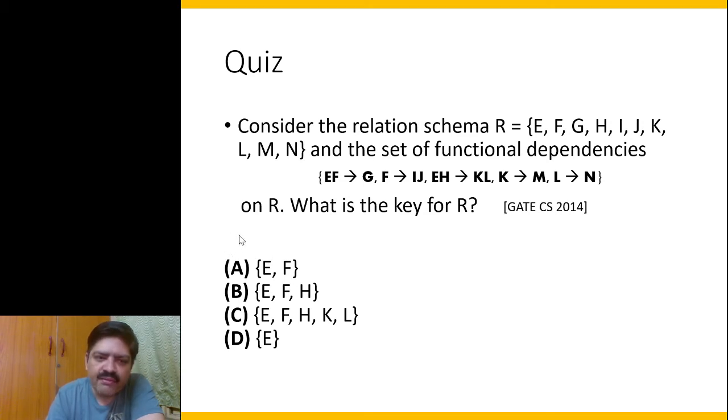So E and F. If I know EF, I can determine G, right? From EF, trivially, I can determine E and F themselves. So these are trivial dependencies. We don't write it, but it's implied. So EF determines EF and G. With EF and G, what more can I determine? Looks like nothing more. So EF alone is not sufficient. So let's look at EFH. With EFH, EF determines G, F determines IJ. So EFGH, EFGIJ. So let me see if I can write this.